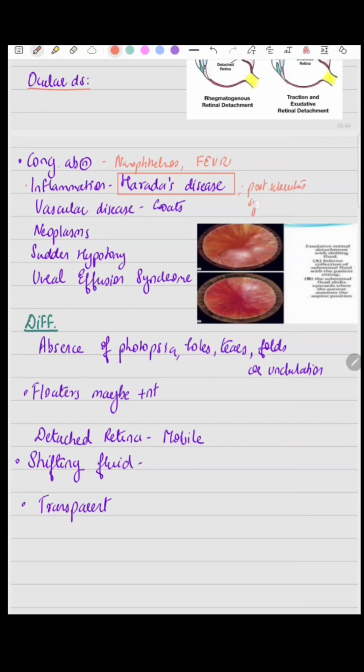sympathetic ophthalmitis, or orbital cellulitis also. Then vascular disease like Coats disease, exudative retinopathy, CSR, neoplasms like malignant melanoma of choroid, exophytic retinoblastoma. Then sudden hypotonia due to perforation of globe or intraocular operations. Uveal effusion syndrome, that is a bilateral detachment of the choroid, ciliary body and retina.